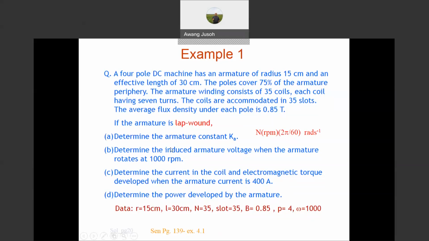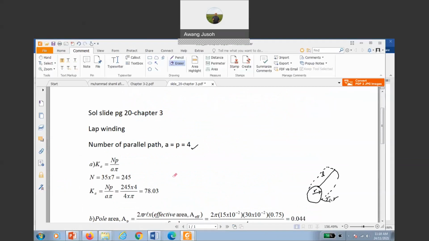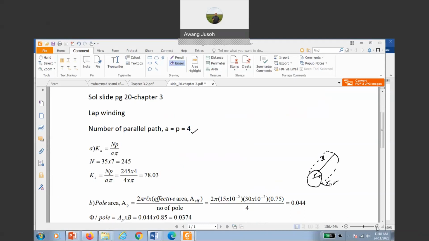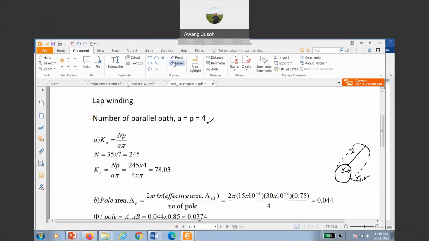All right. So first we're going to find the constant Ka. We know the formula for constant Ka. This is a lap wound machine, so because of lap wound, the number of parallel paths A equals the number of poles P, which in this case is 4. So P equals 4 equals A. This is how we're going to solve the problem. So we know that the number of parallel paths A equals P equals 4.